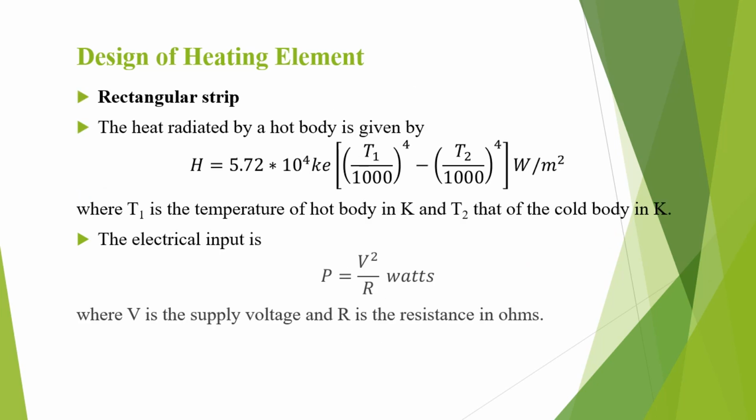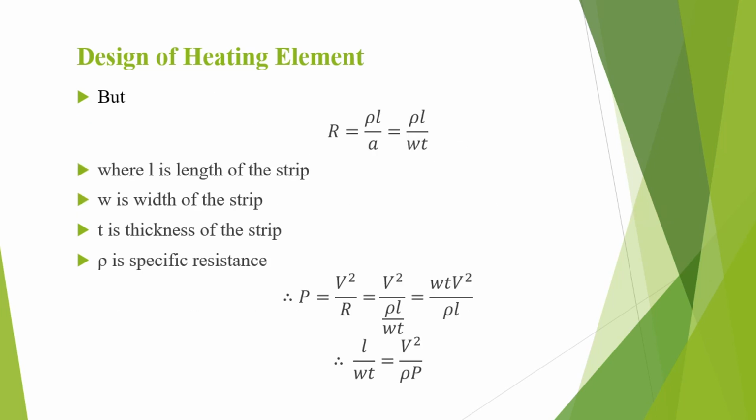Next is design of rectangular strip of heating element. So we have the H equation, that is 5.72 into 10 to the power 4 Ke (T1 by 1000 to the power 4 minus T2 by 1000 to the power 4) in watt per meter square, and the electrical input P is V square by R in watts. And we have the resistance equation R equal to rho L by A, that is equal to rho L by WT. Area of the rectangular strip is width into thickness, where L is the length of the strip, W is width of the strip, T is thickness of the strip, and rho is specific resistance.